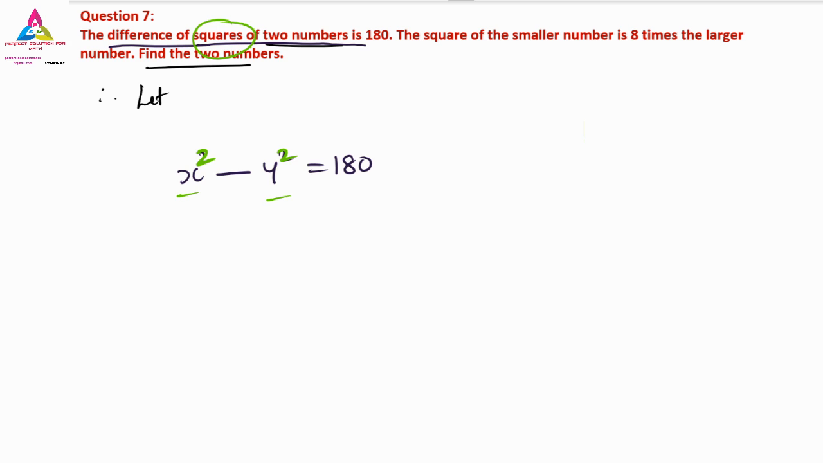X is the greatest number. So if I am taking here y square minus x square, which one is the greatest number? Y. Understood now? It means which number you are taking first in subtraction. When you are doing the subtraction of the squares, the first number will be the greatest number, because the answer you got is a positive 180.